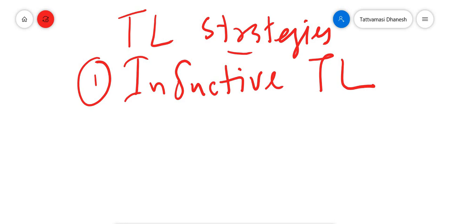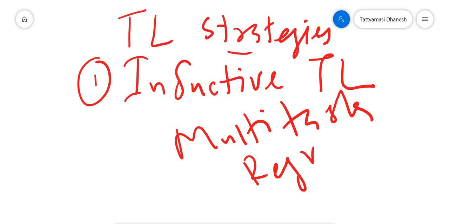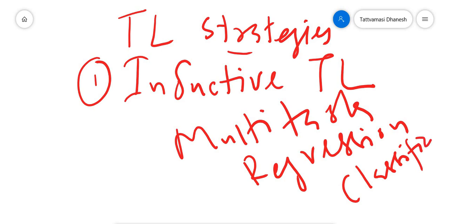Multitask learning is an important area where we use inductive transfer learning. You may have heard of multitask learning. Here the task can be regression and classification. So normally we use tasks like regression and classification. So this is about inductive transfer learning, a transfer learning strategy.